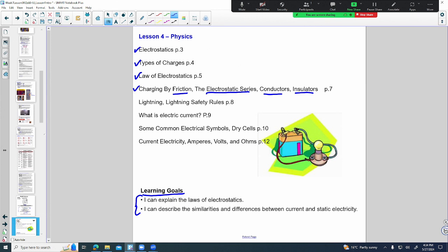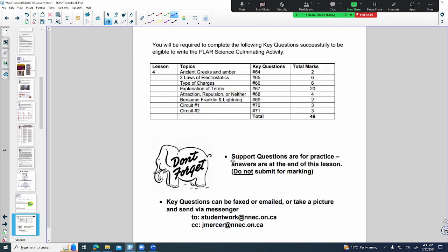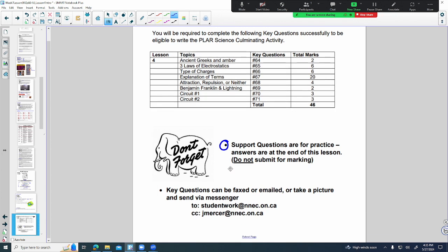So you can see it's not a very long lesson. There are only 8 key questions for lesson 4 and 9 key questions for lesson 9. And then we're done. Same thing. You will be required to complete the following key questions, like I said, beginning with key question 64 and then ending with key question 71. Once you finish all your key questions, then you will be eligible to write the PLAR Science culminating activity. The support questions, as always, are there for you for practice, and the answers are at the end of the lesson. That means you don't need to submit them for marking.